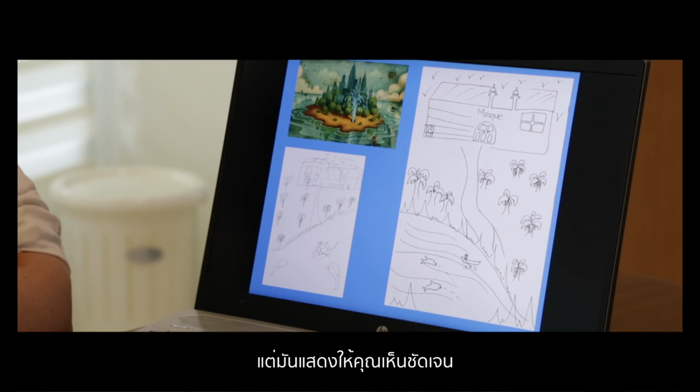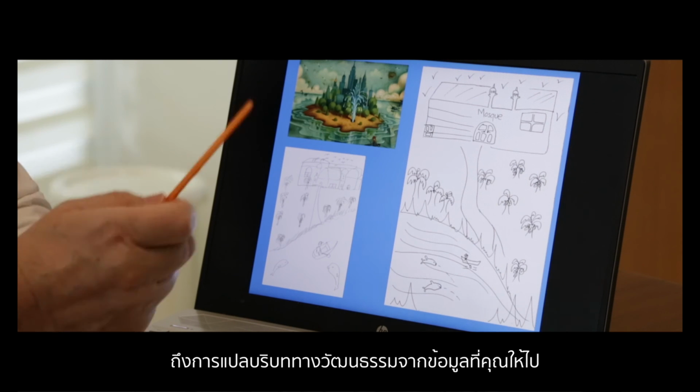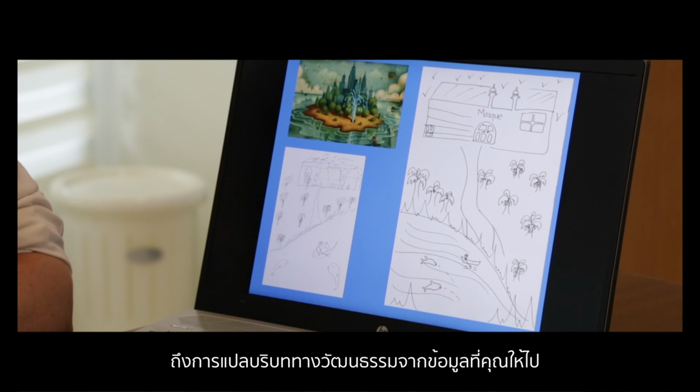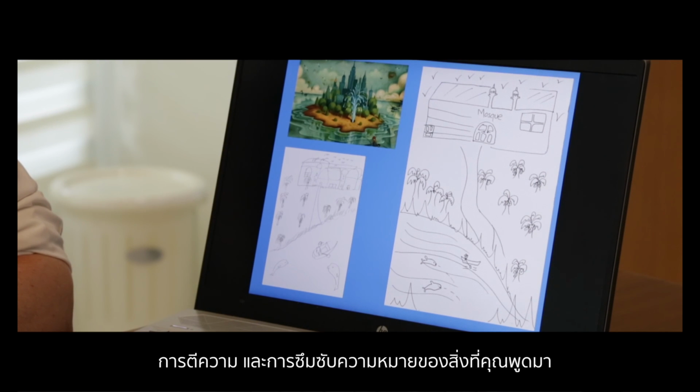But it shows you very clearly how the cultural context into which the information you are giving is being translated and absorbed in the meaning of what you say.